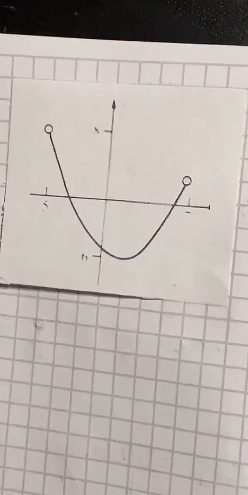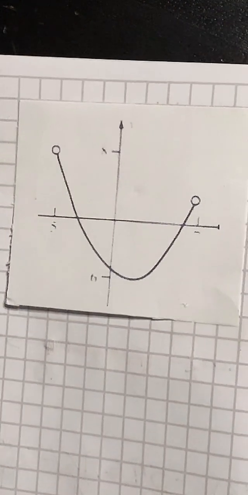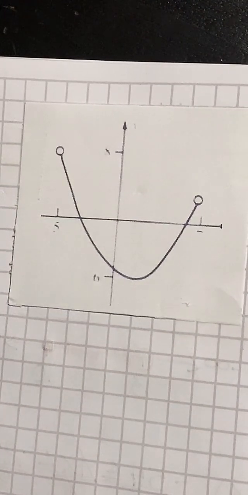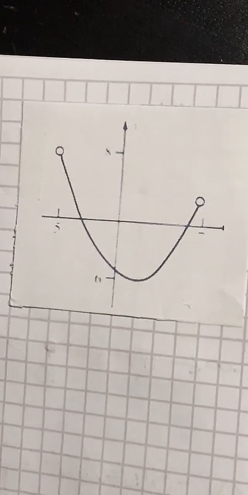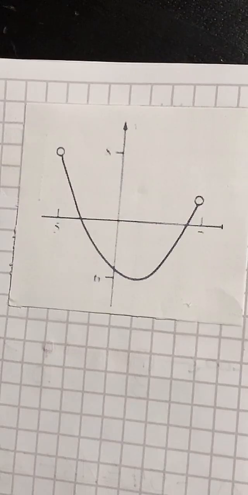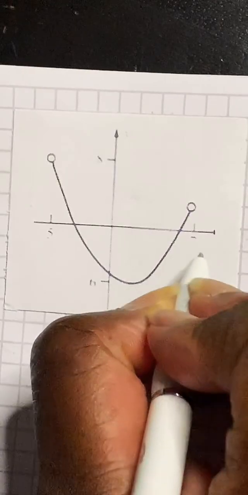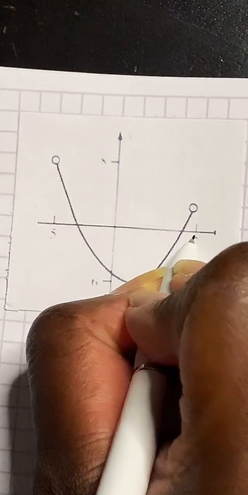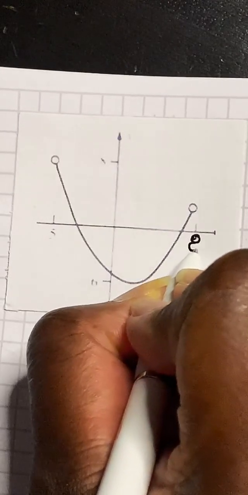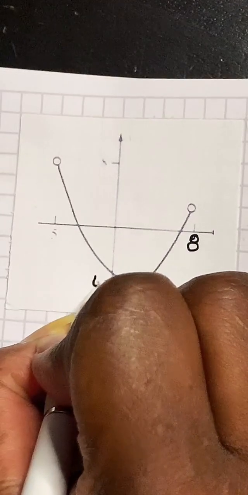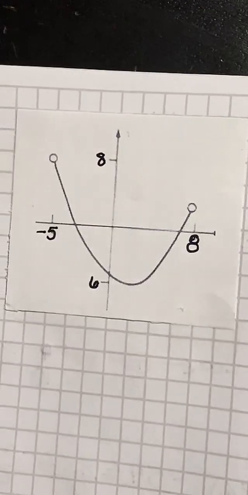All right. Now, what will be the domain and what would be the range? Let me make this a little bit darker, because this is supposed to be an 8. That's supposed to be a positive 8. This is a positive 6. This is a negative 5. And this is a positive 8.